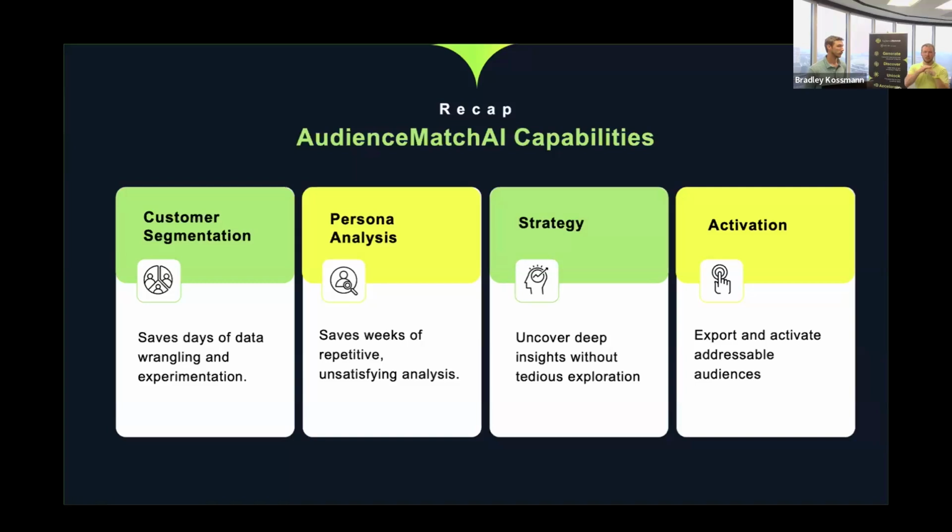So customer segmentation, save days of time on that. That's pretty heavy programming normally, and our AutoML solution really helped get over that hurdle. Persona analysis, this can be days or weeks of just sitting in a room trying to figure out what the descriptive statistics of your audience segments are telling you about the personalities within them. Strategizing, we spent a lot of time on that, a lot of back and forth, a lot of creative thinking. This new user interface for your data really helps drive insights that are the foundation for strategy. And then activation, again, we didn't get into that, but very quickly being able to export and activate your addressable audiences.